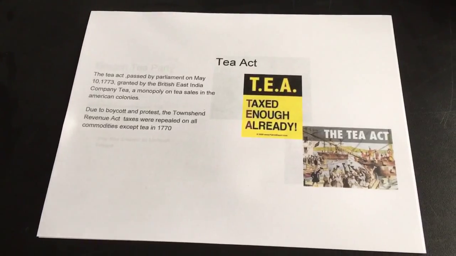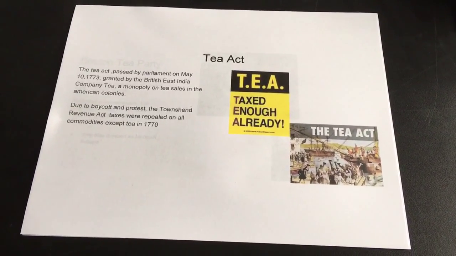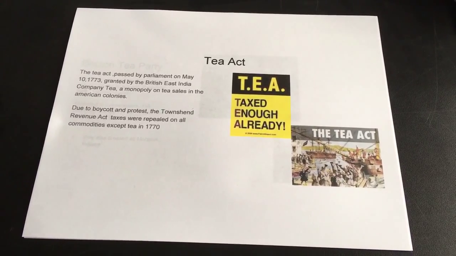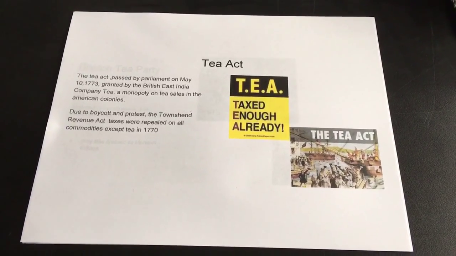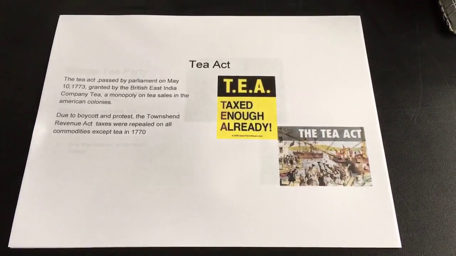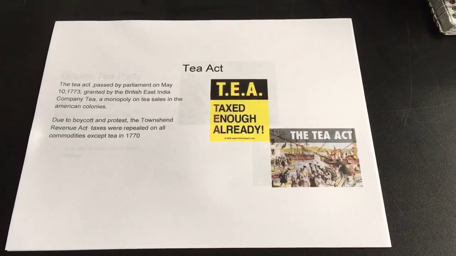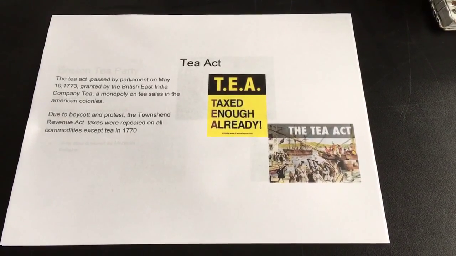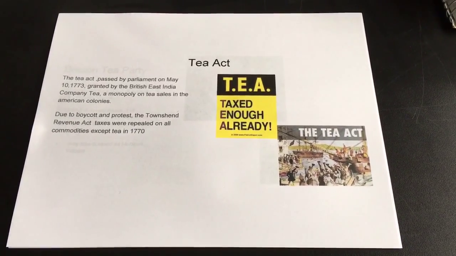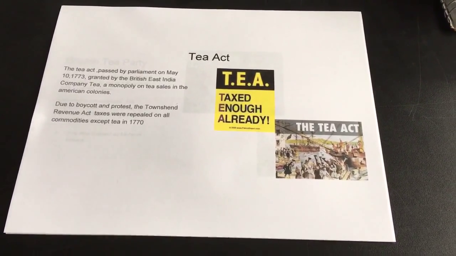The Tea Act, passed by Parliament on May 10, 1773, granted the British East India Company a monopoly on tea sales in the American colonies. This was ultimately opposed by a group of Sons of Liberty on the night of December 16, 1773, who, disguised as Mohawk Indians, boarded 3 ships moored in Boston Harbor and destroyed over 92,000 pounds of the tea.